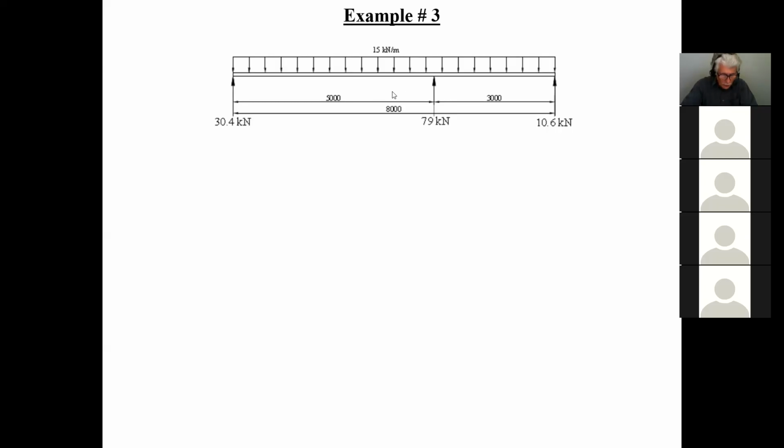It's going down, so I go minus 15 times 5, and that gives me minus 44.6. So on my shear diagram, I'm going from 30.4 all the way down to minus 44.6, plus 79 because it's going up, goes up to 34.4, minus 15 times 3 equals 10.6. And of course, I go back to 0. So I know my shear diagram is perfect.